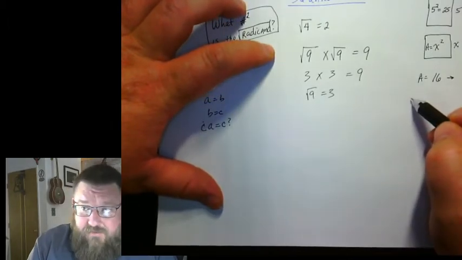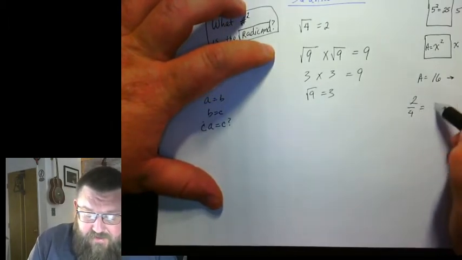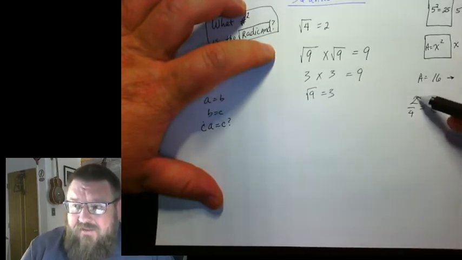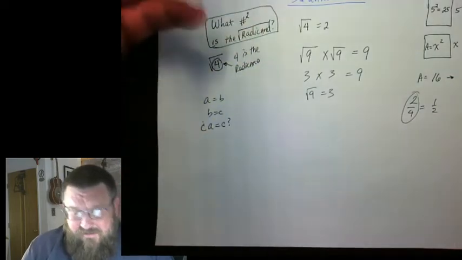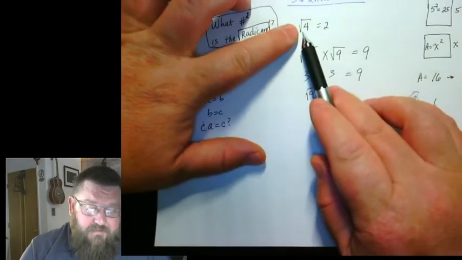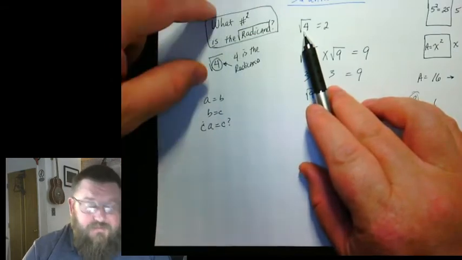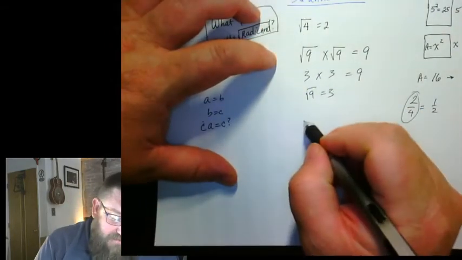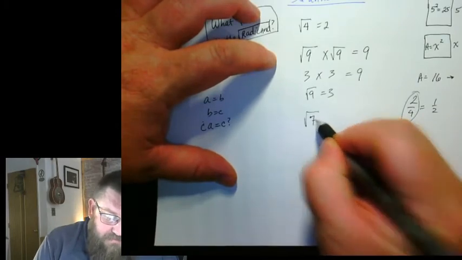For example, if you had 2 over 4, that's the same as 1/2. This is not the answer for that, because this isn't a question. That's just a number. Just like this is just a number. It's not a question. It's just a number. Now, the way we write that, it does beg a question. What number squared is a radicand? That's how you simplify it. But not all of them can be simplified.